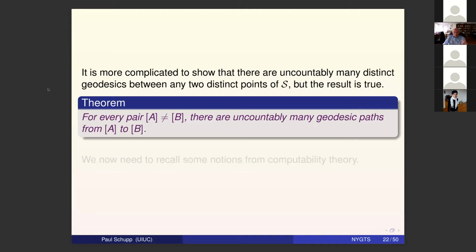So we're mainly finished with the properties of S. There's only one property of S left, which we'll get to later.